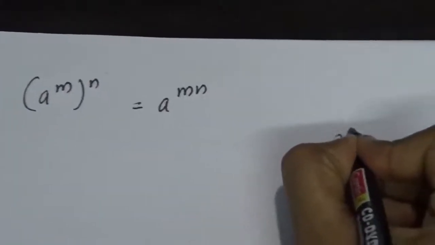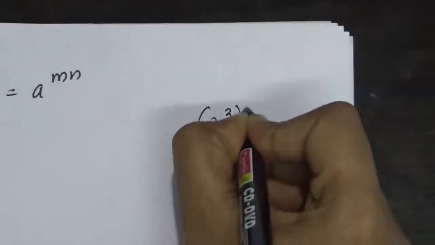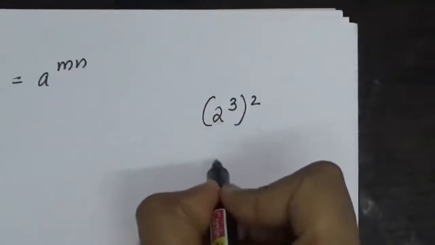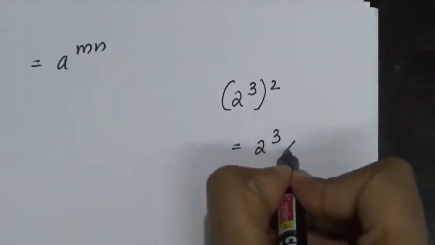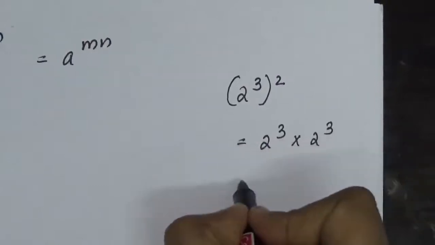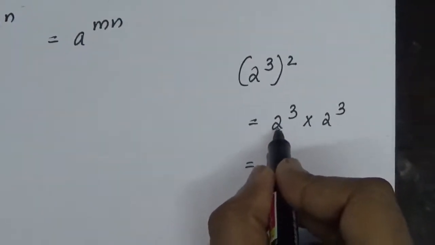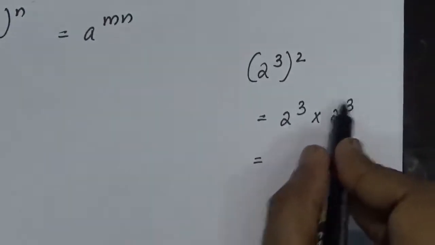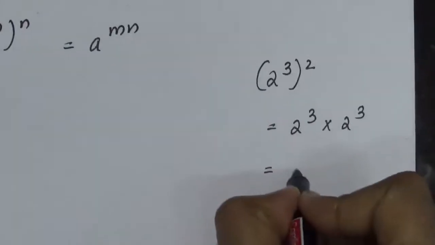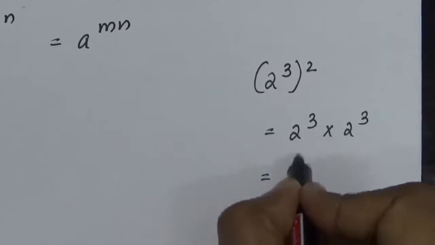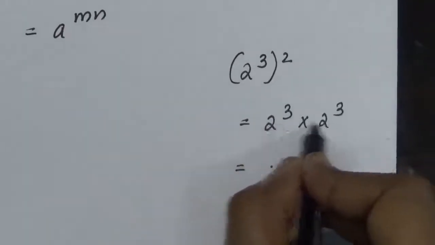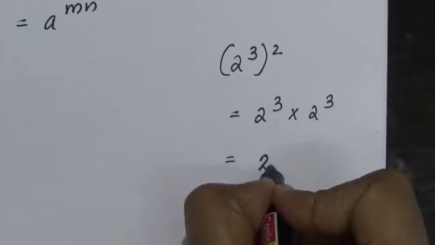Suppose we need to find 2 cube the whole square. So 2 cube the whole square means what? 2 cube into 2 cube. Am I right? So here we can use the law of exponent, that is a raised to m into a raised to n is a raised to m plus n, isn't it? So if you are multiplying two numbers with the same base, you write the same base and add the exponents.